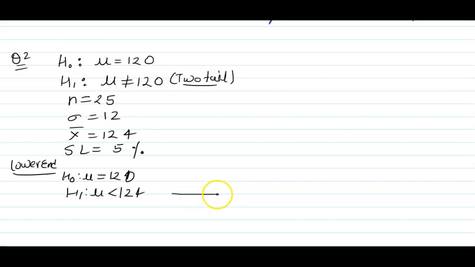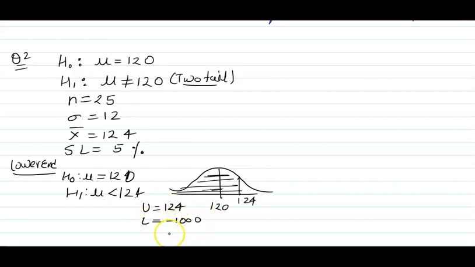So in this case, our diagram will look like this. Mu is 120. Now 124 should be on the right hand side, and we are checking this area. Is that okay? So in this case, what will be our upper value? Upper value is 124. Lower value is minus 1000. And mu is 120. And what about sigma?